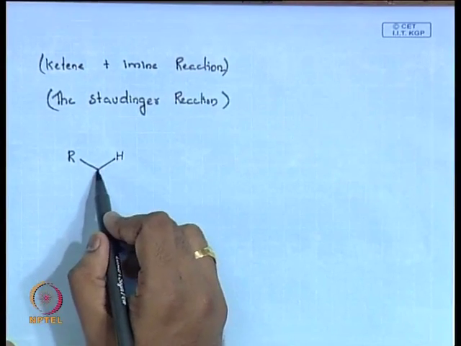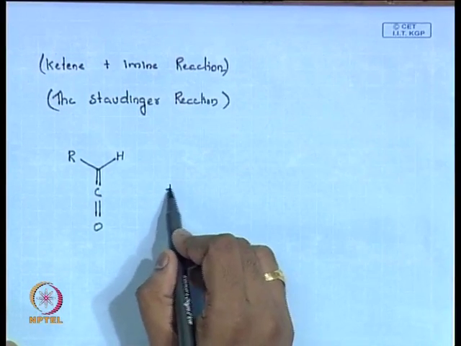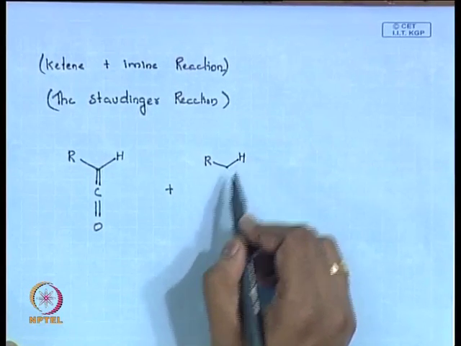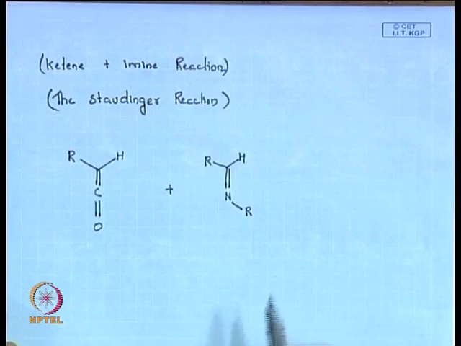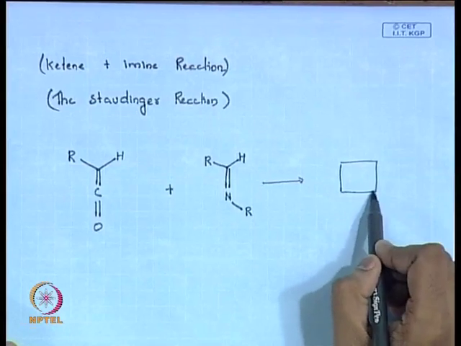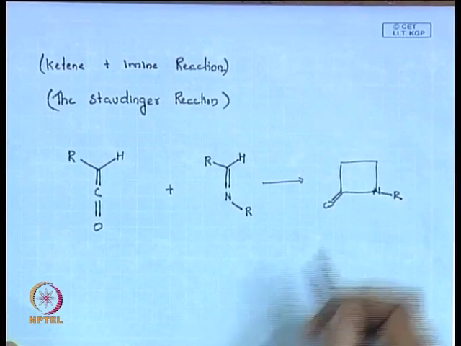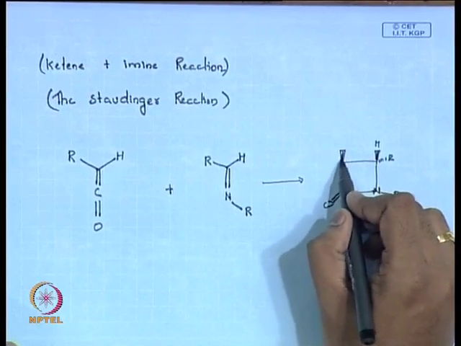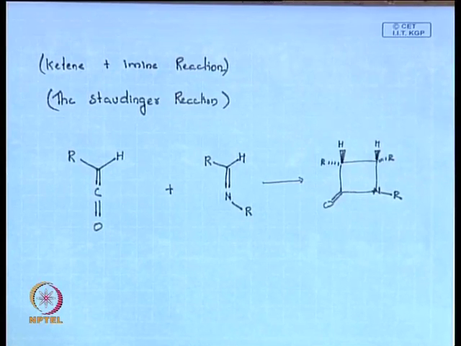You have a ketene plus I can take an imine. In this case also you have your E and Z imines. So, initially we will take an imine, and you will get a nice beta lactam. I will teach you how to do the stereochemistry, but you get this product by heating.